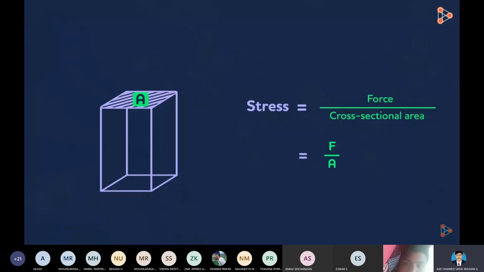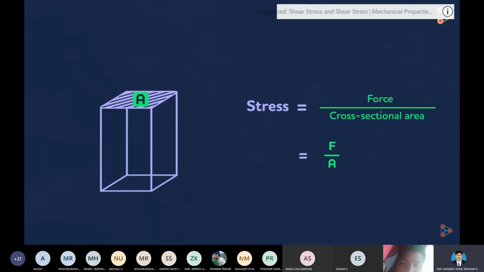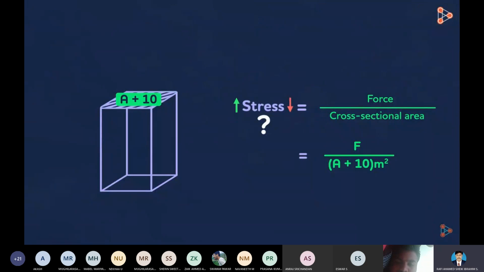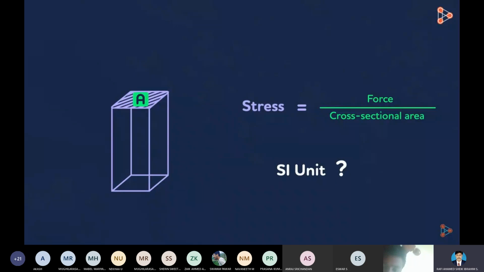Next, what will happen if I increase the surface area from A meter squared to say A plus 10 meters squared? Will the stress increase in this case too? The stress will decrease in this case because the denominator increases with the numerator remaining constant. Now, what is the SI unit of stress? Any guesses?